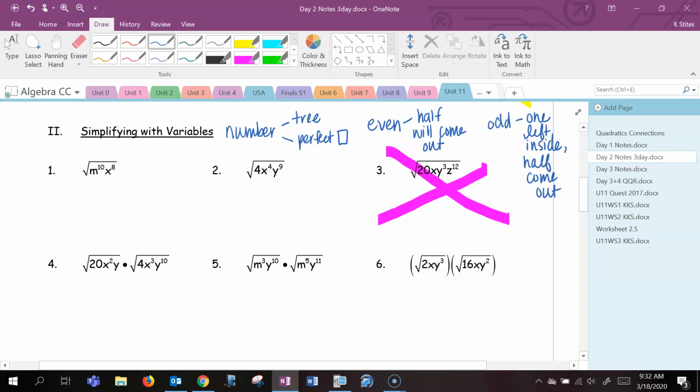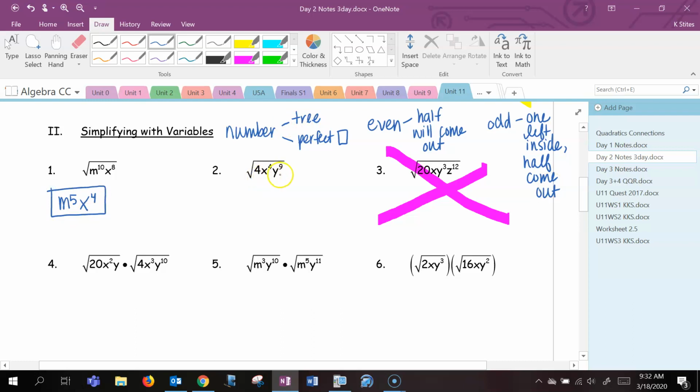All right, so let's try that. We don't have a regular number. We do have an even exponent. Half will come out. Half of 10 is 5. X to the 8th, that's even. Half will come out. X to the 4th. Since there isn't an odd exponent, and we didn't do a factor tree, there's no radical. This is just it.